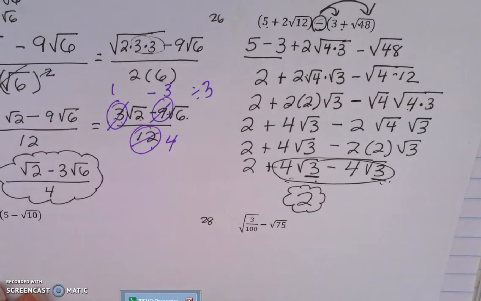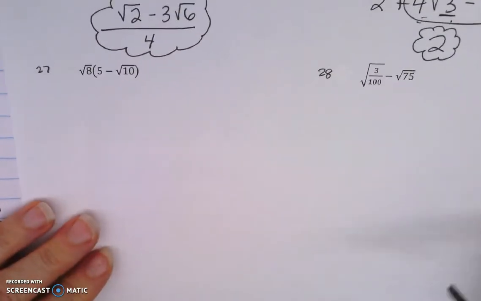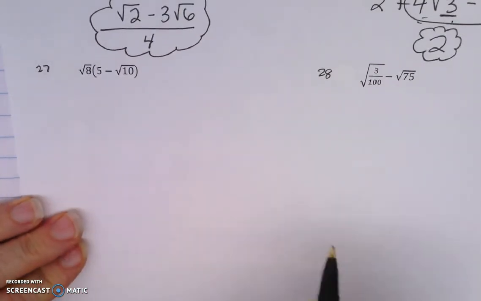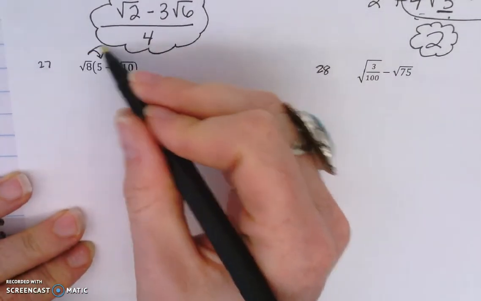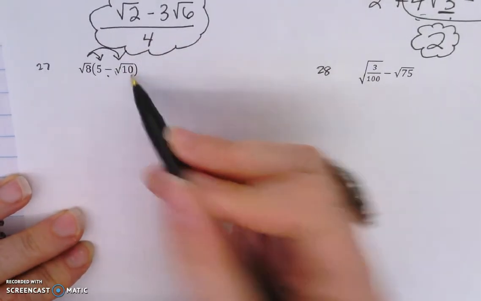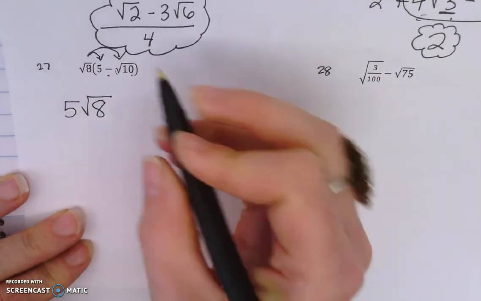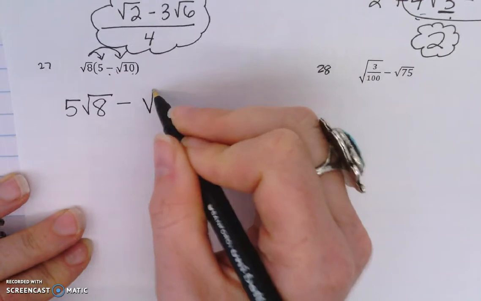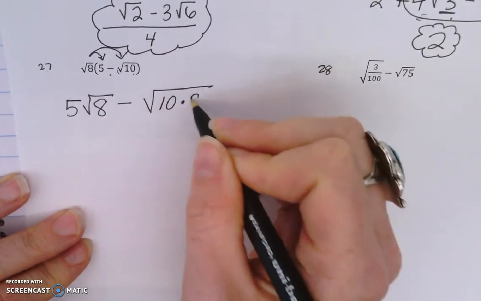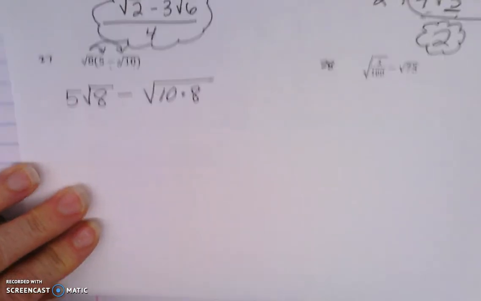A lot of really awesome math to come up with such a great answer. Let's move on to slide 27. Slide 27, I need to distribute radical 8 to 5 and to negative square root of 10. So now I'll have 5 square root of 8 minus, and I'm going to leave this as 10 times 8 to break them up into smaller factors.